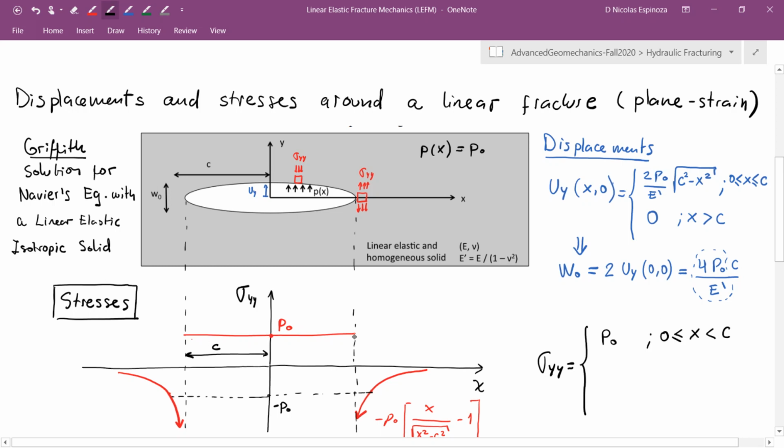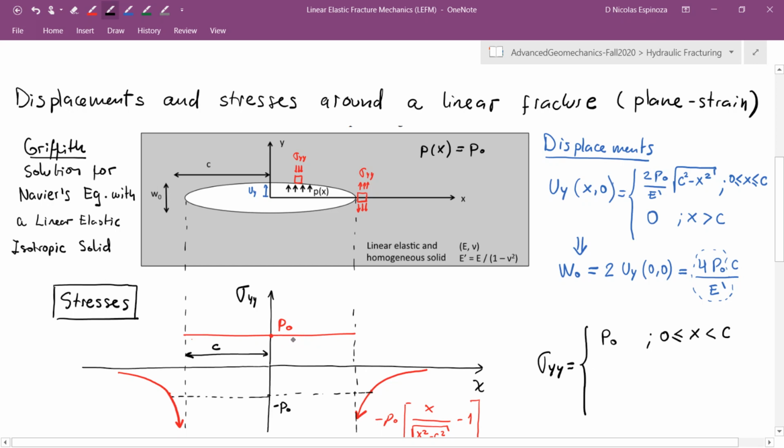So in all this domain, this is a boundary condition, something I am imposing. The normal stress sigma yy is going to be equal just to the pressure inside the fracture, which in this case is going to be a compression. And we're going to assume that that compression, with this notation, is a positive value.